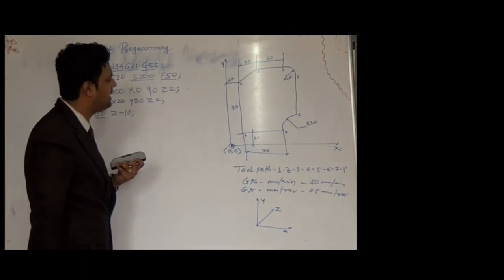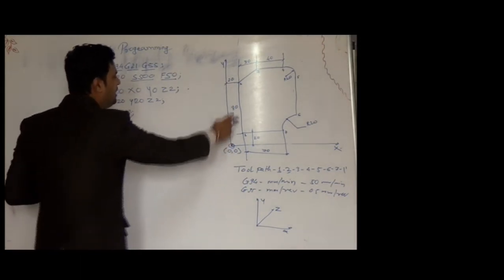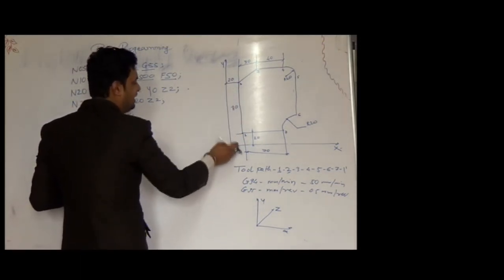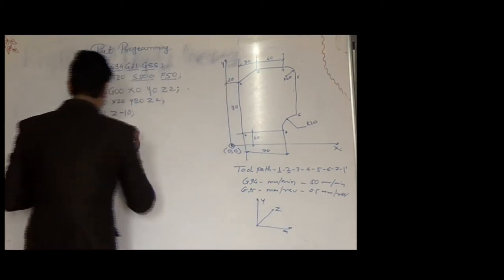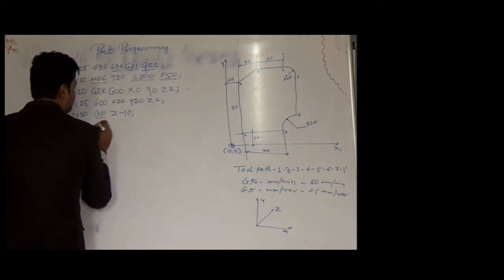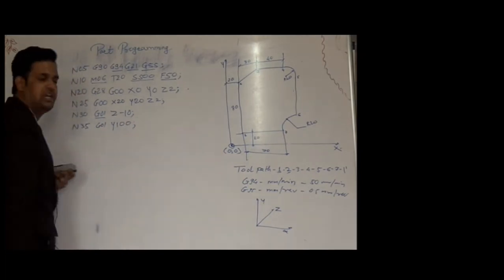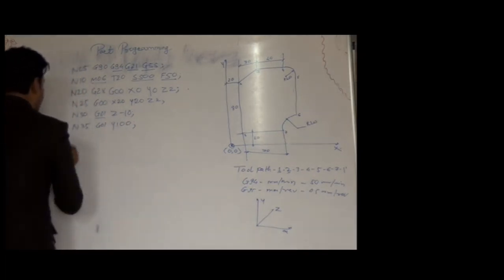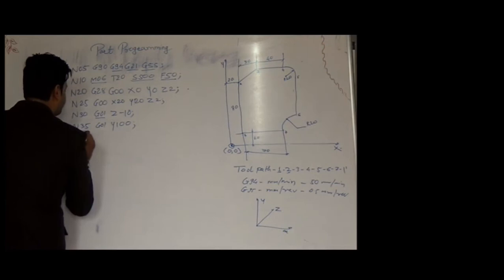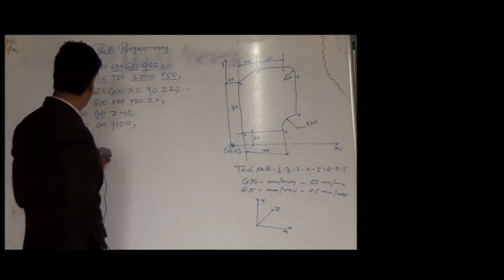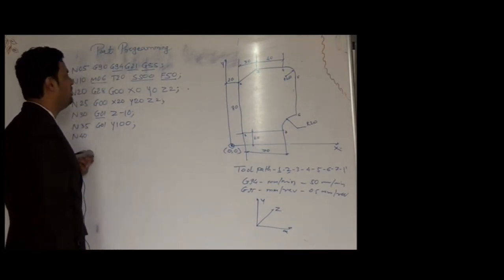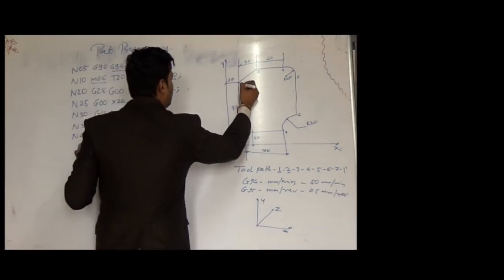X will remain the same, while y is changing, that is 20 plus 80. So you have to write the same G01 and y will be 100. Don't change x. Then N40, what will be N40? N40 is from position number 2 to 3.